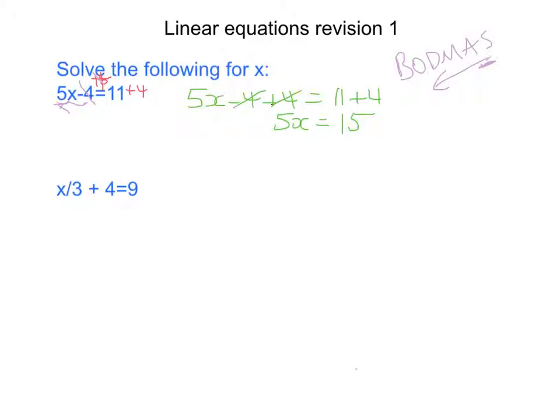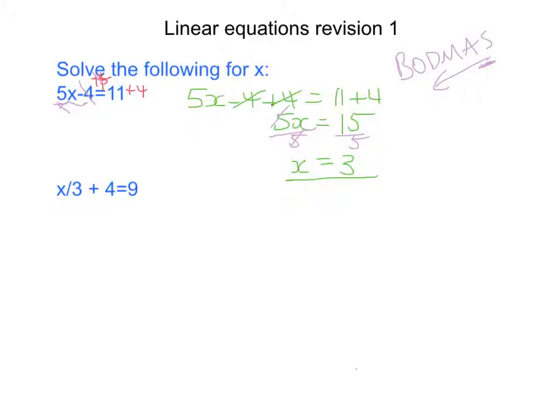Then the next thing we do is we've got 5 joined onto the x by a times sign. The opposite of times is divide. So we're going to divide both sides by 5. What that will do is cancel down those 5s to leave it with a 1. I'm not going to worry about drawing the 1. That will leave us with x only on the left hand side is equal to 15 divided by 5, and that's our answer.